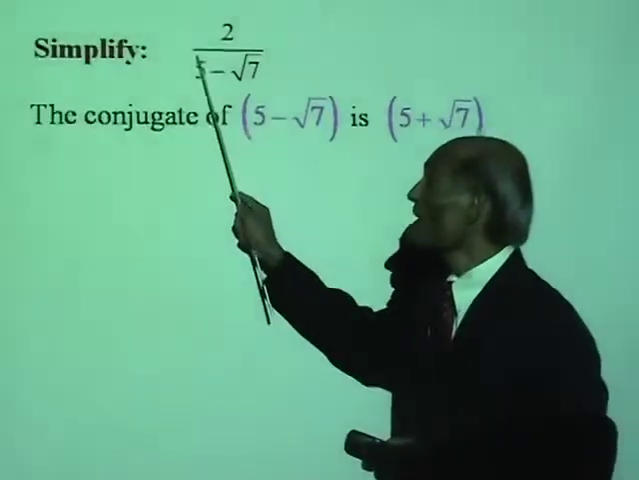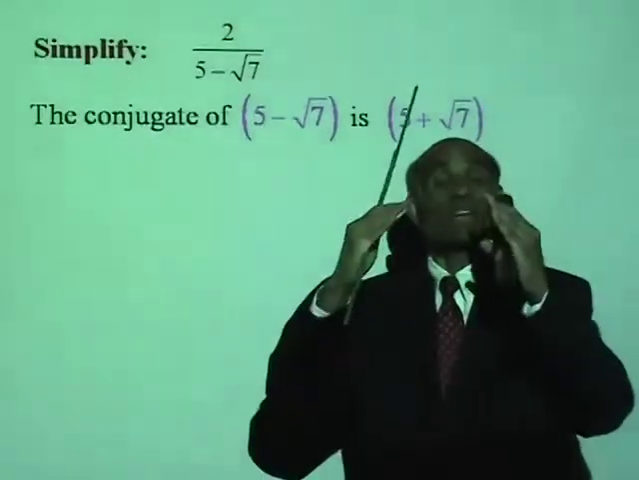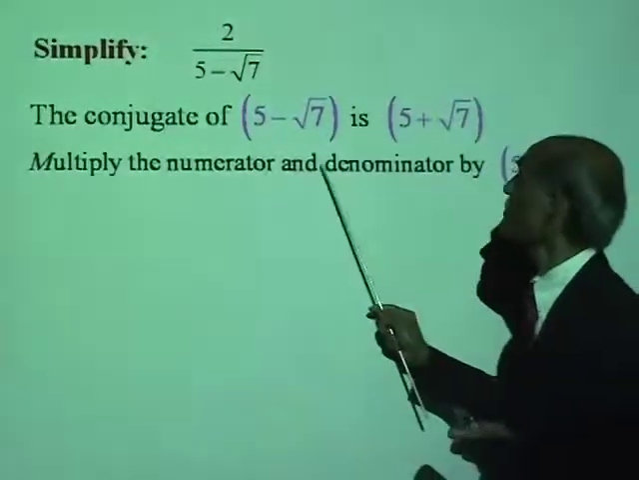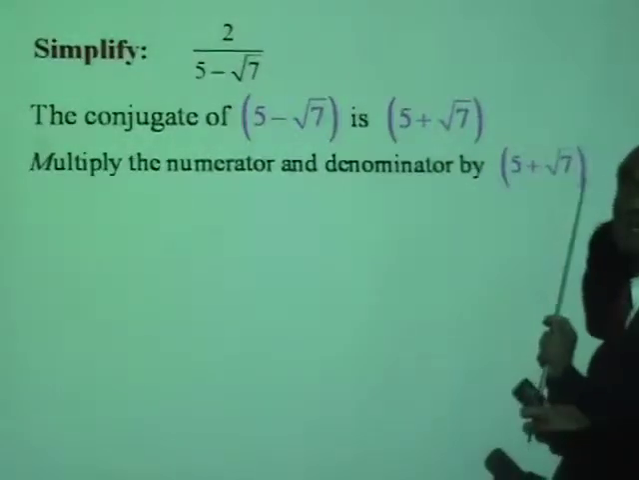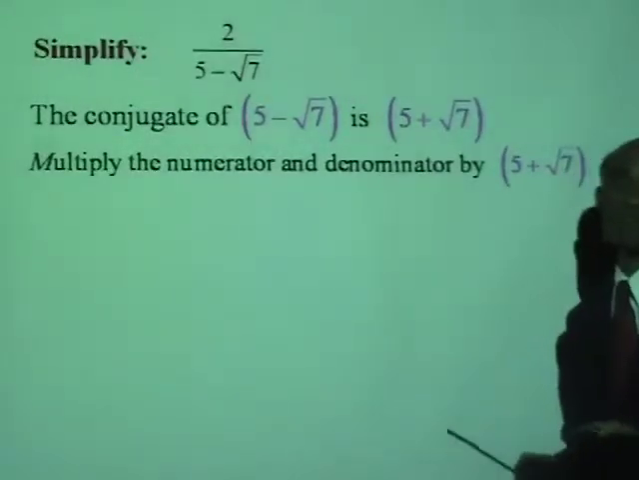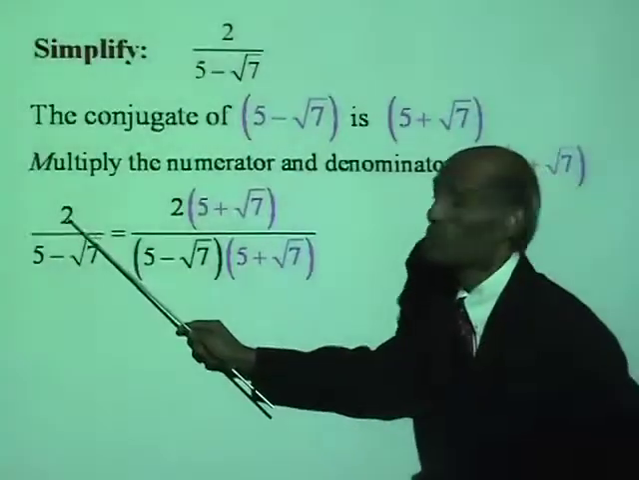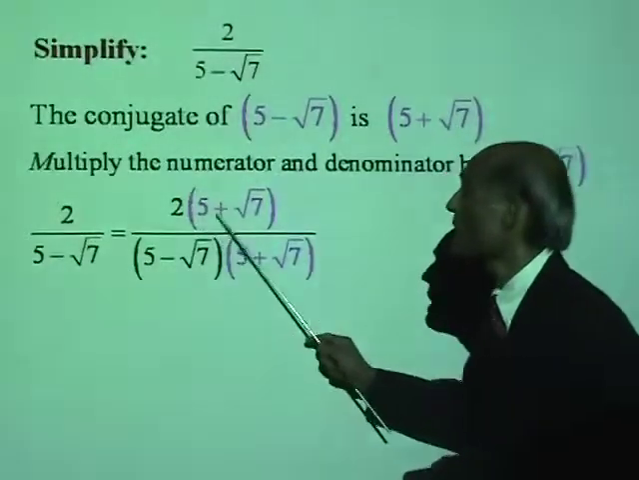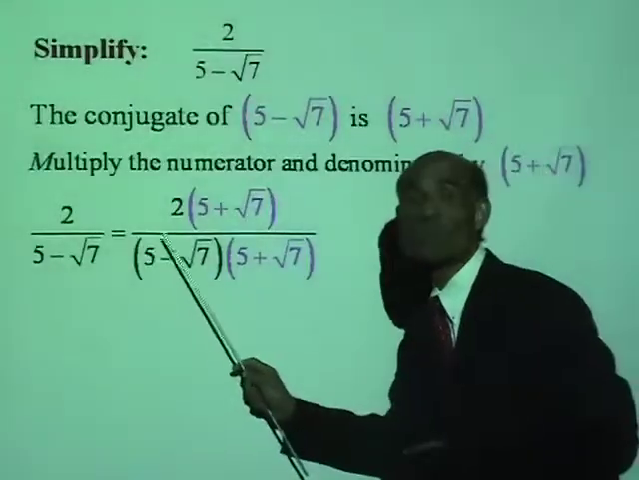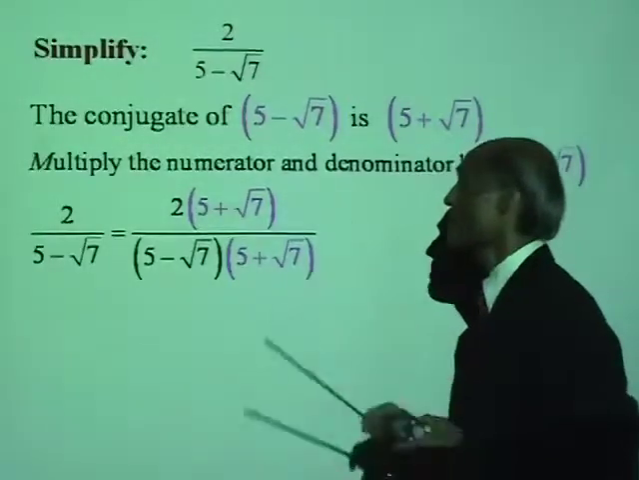Now remember to enclose the quantity 5 - √7 in a parenthesis. Very important. So multiply the numerator and denominator by this quantity 5 + √7. So it now becomes, the numerator now is 2 times (5 + √7), and the denominator is (5 - √7) times (5 + √7).